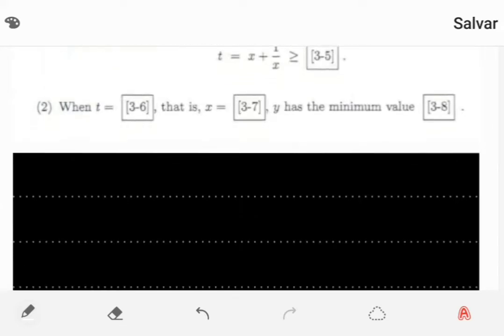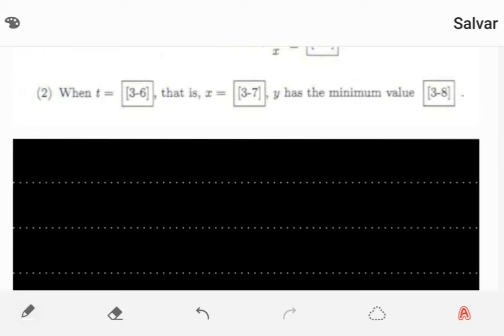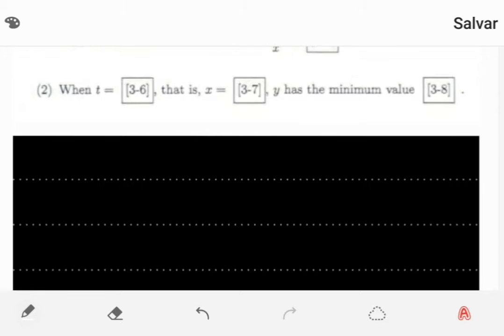So for the second part, we will need to use the inequality of the arithmetic mean and the geometric mean. Now I will explain what I'm going to use, but if you're not very used to it, search it and do some examples.